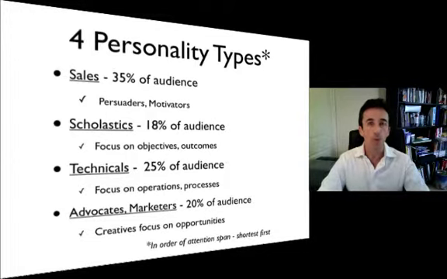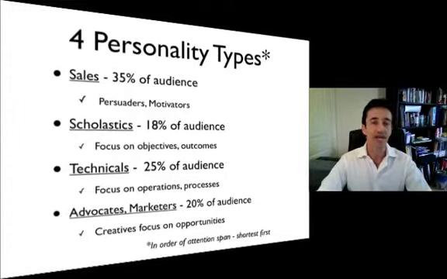So there are 4 personality types out there. I've listed these in order of attention span, with the shortest being at the top and the longest attention span being at the bottom. Sales types account for 35% of your audience. These are your persuaders and motivators. The scholastics account for 18% of your audience. These are the people that focus on objectives and outcomes.